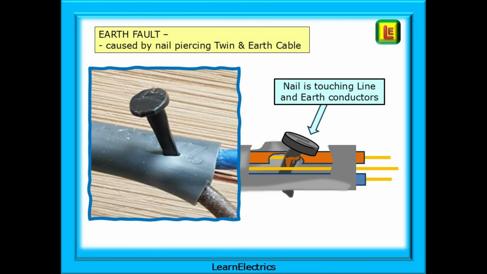As an example, in this video, we will look at finding where a nail has pierced the sheathing and insulation of a twin and earth cable. As shown in the drawing, the nail is touching both the line and earth conductors. This is an earth fault.